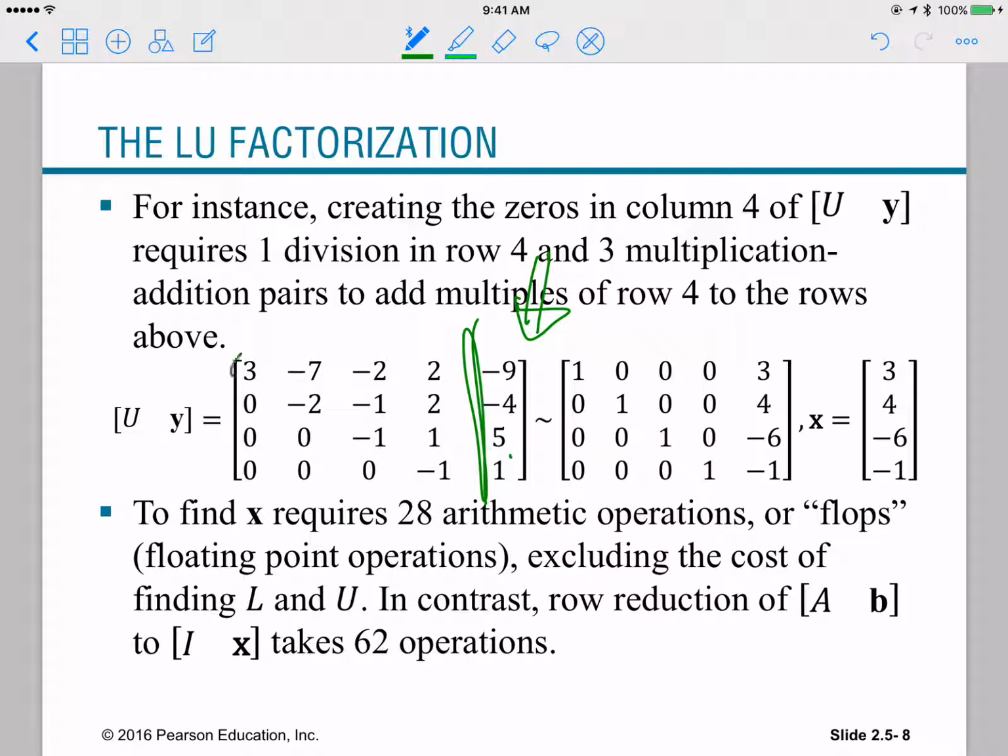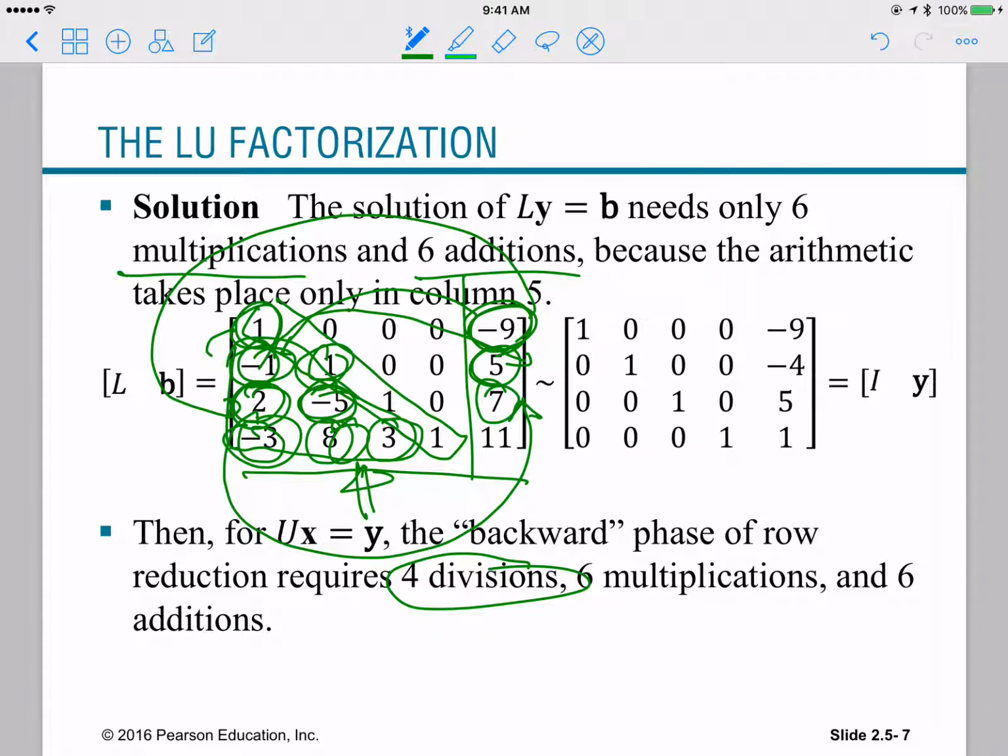In the case of our U matrix, U is not diagonal, right? So these values should also be divided by this value. We have 4 additional divisions, right? So we have 4 divisions. I'm just going to give you the answer.